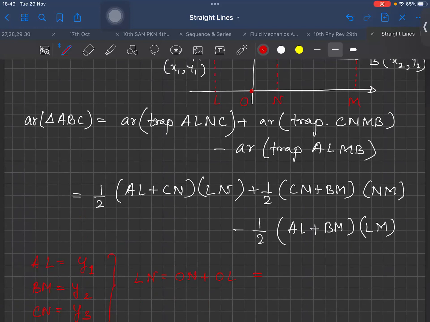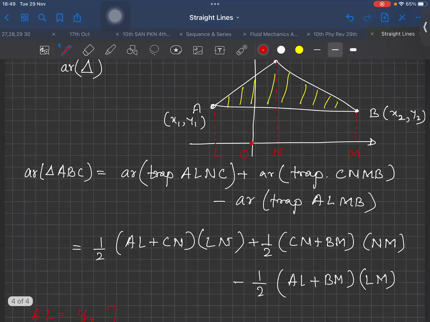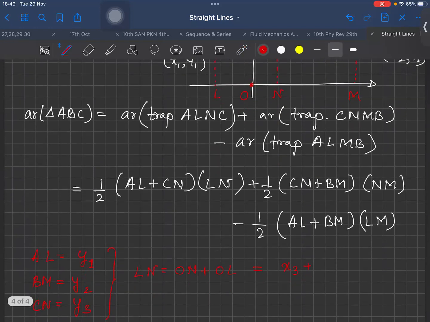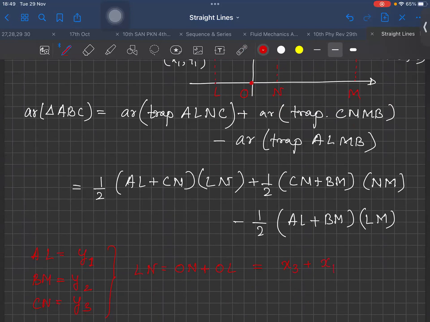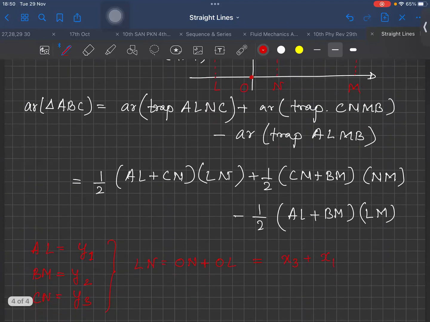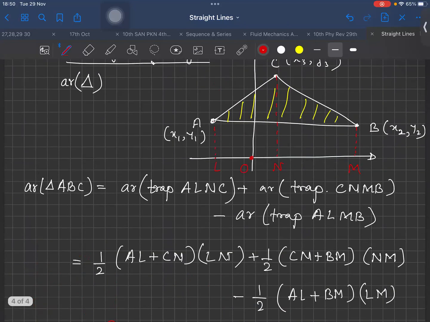ON is how much? ON is x3 plus OL, right? OL is this one, isn't it? That means it is x1, and x1 is actually negative, right? So, but what are we using here? This x1 is negative, actually a negative quantity. So can we write minus x1? X1 will be negative now. This is minus x1. If x1 is negative, isn't it? Just check. Because x is on the side of the coordinate system, that's why we are writing minus x1.